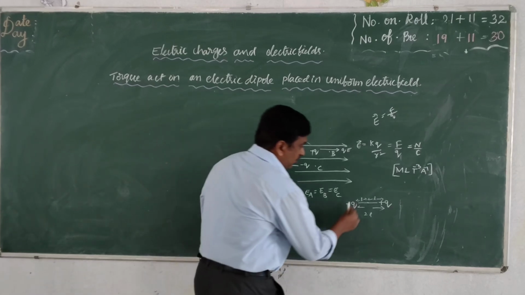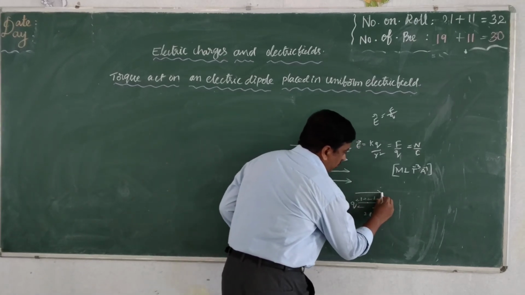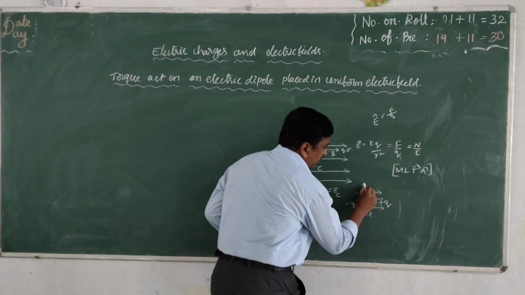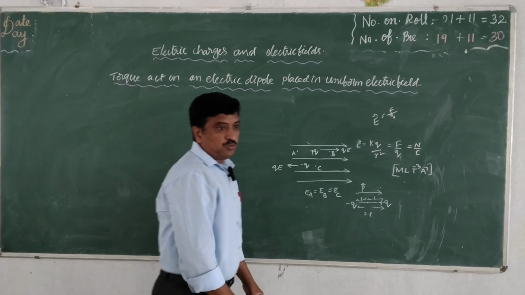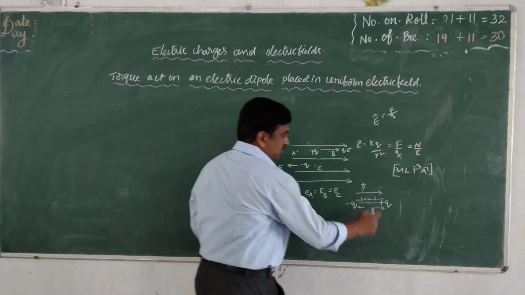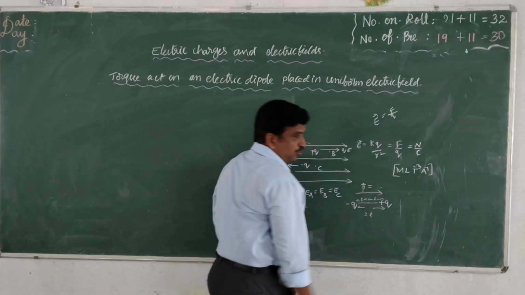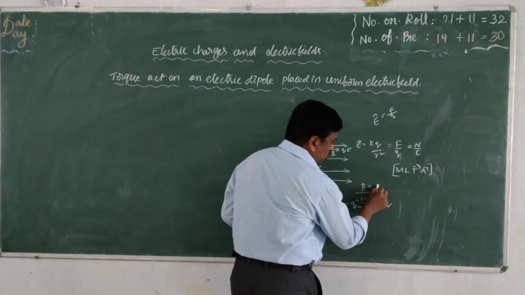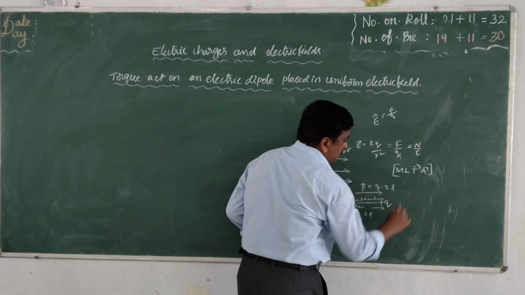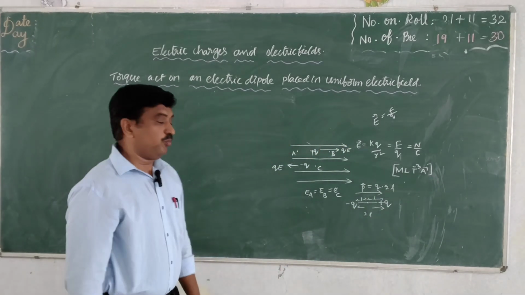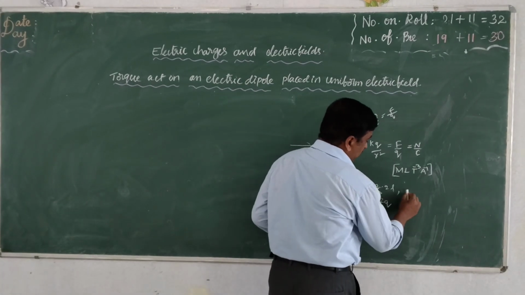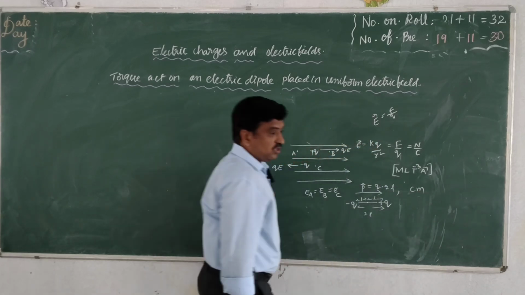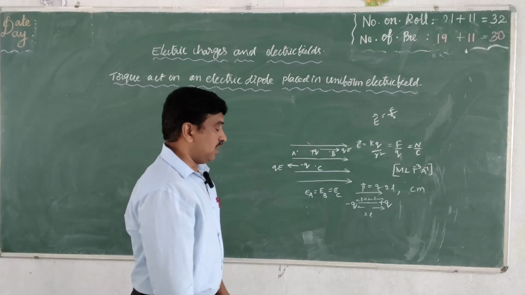The electric dipole moment is represented by the letter P. It is always directed from negative charge to positive charge. What is the electric dipole moment? The product of charge and its length is called the electric dipole moment, means P equal to q into 2l. What is its unit? Coulomb meter is the unit of electric dipole moment.